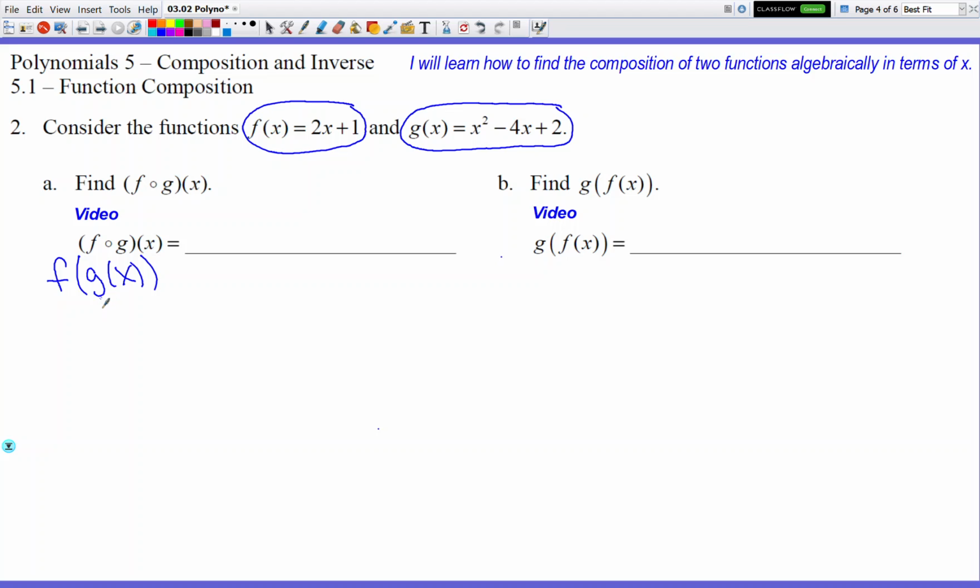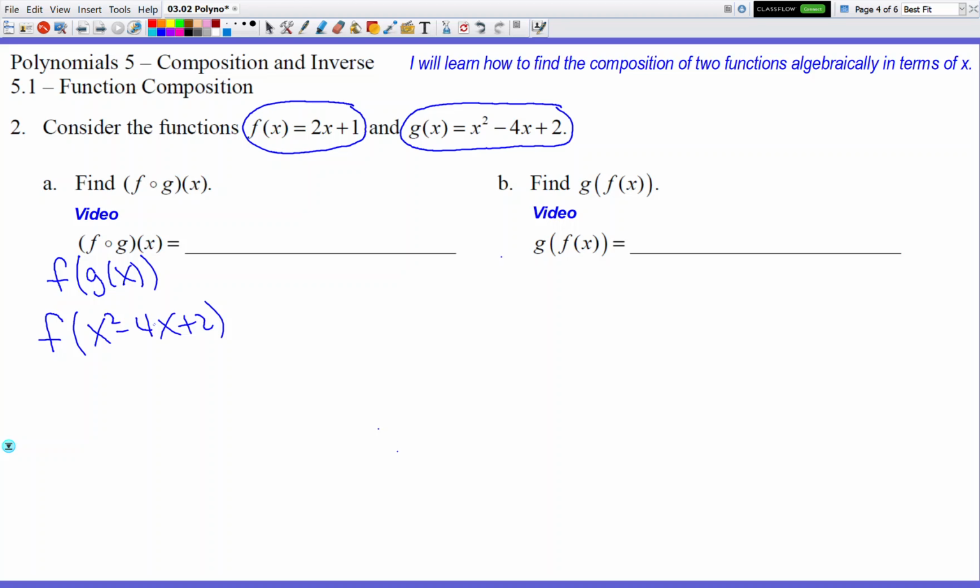So notice inside the parentheses, it says g of x. So watch what I do in my first step. I'm going to erase g of x, and I'm going to put what it is, which is x squared minus 4x plus 2. So here's where it's a little bit different. We're not plugging in a single number. We're plugging one formula into the other formula. So notice how g of x disappeared and it got replaced with x squared minus 4x plus 2.